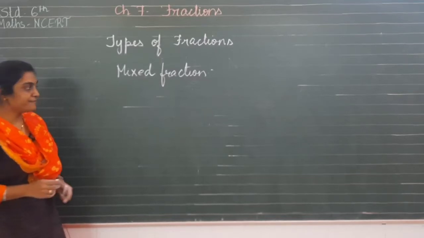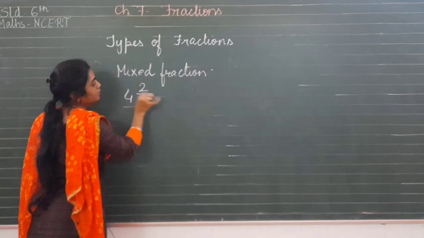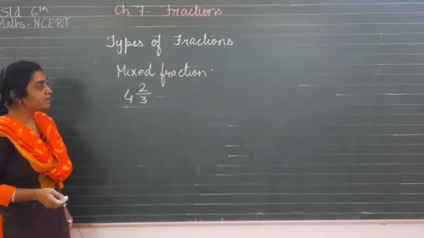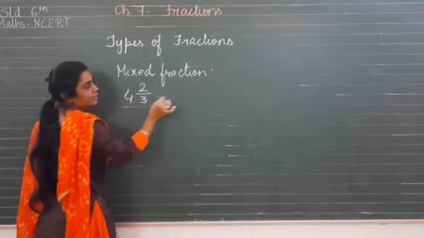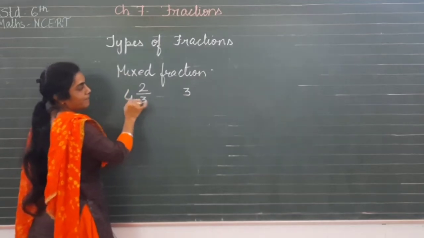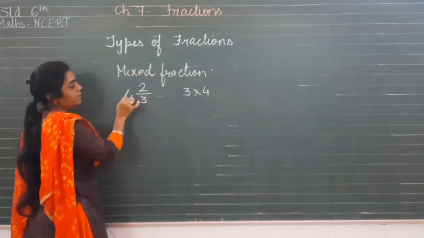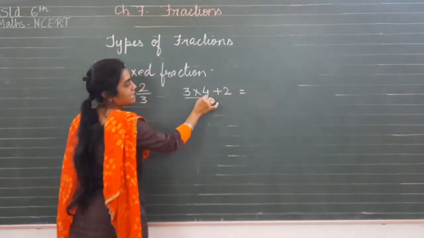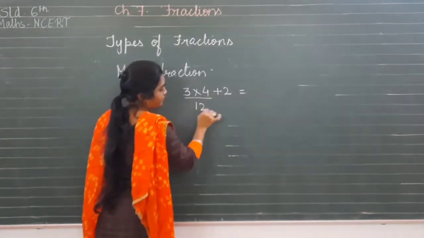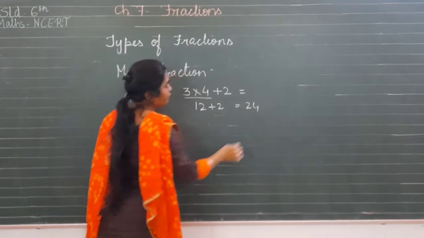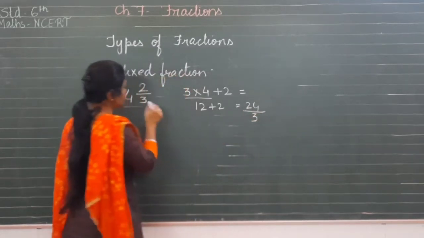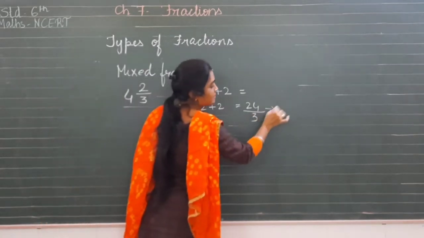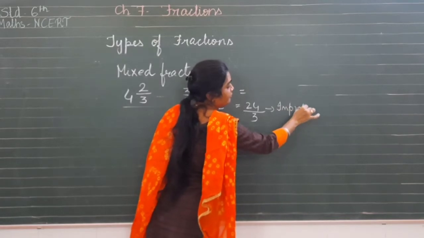Now let us see a mixed fraction, for example, 4 integer 2 upon 3. How to convert this mixed fraction into an improper one? First of all we will take the denominator 3, then we will multiply it with the integer, that is 4. 3 into 4 plus 2. First we will take 3 4s are 12. 12 plus 2, that is 14. So 3 4s are 12, 12 plus 2 is 14 upon 3, and this will be converted into an improper fraction.